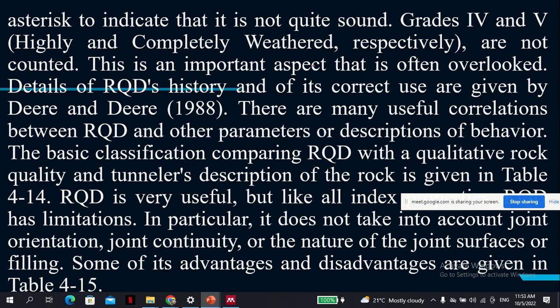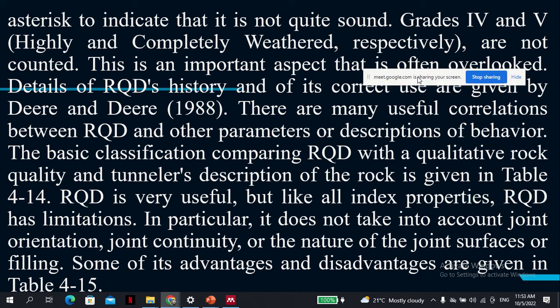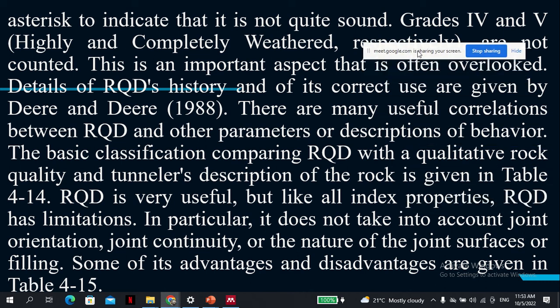So grades 4 and 5, highly and completely weathered respectively, are not counted. This is an important aspect that is often overlooked. Details of RQD's history and of its correct use are given by Deere in that reference. There are many useful correlations between RQD and other parameters or descriptions of behavior.